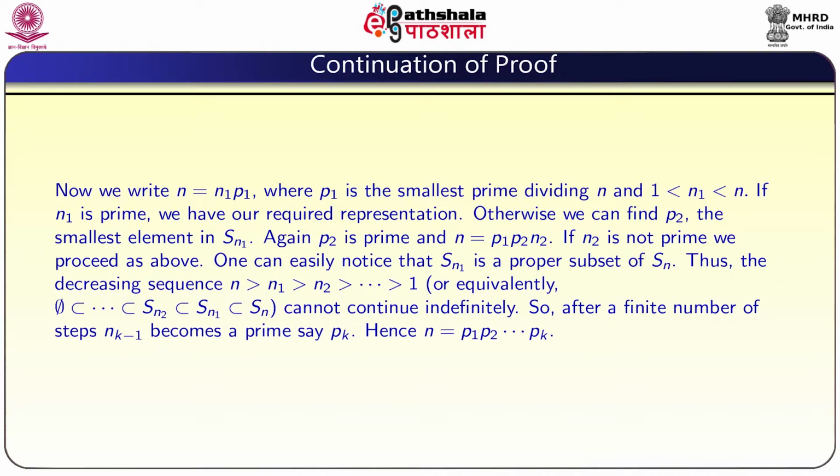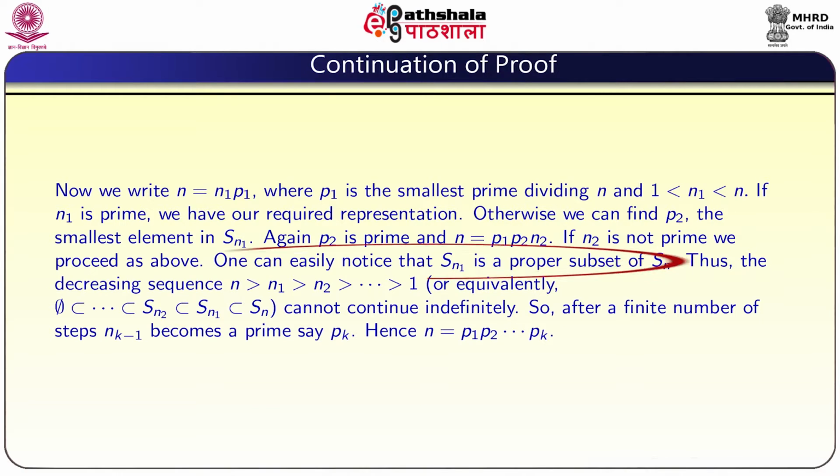So, now again if n2 is prime, then we are done, that n is equal to product of primes. If n2 is not prime, then what we have to do? Again we will consider another set Sn2 that contains all the divisors which lie between 1 and n2. Again we will repeat the process, that is, if n2 is not a prime, then we will proceed the same.